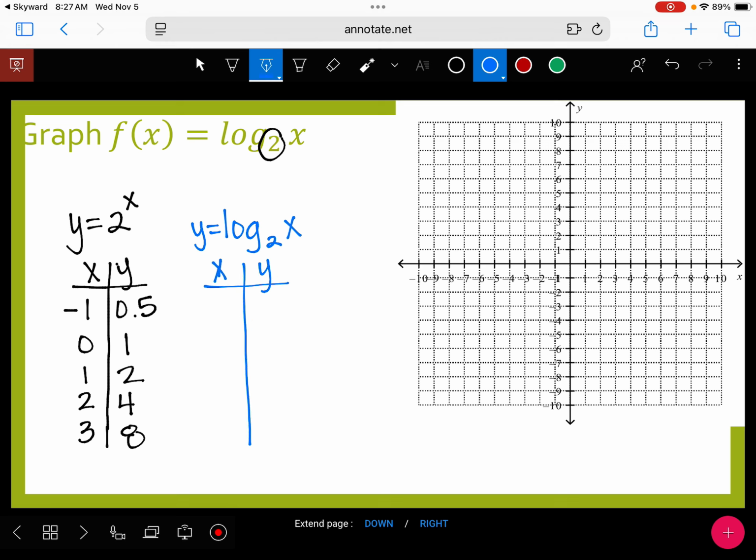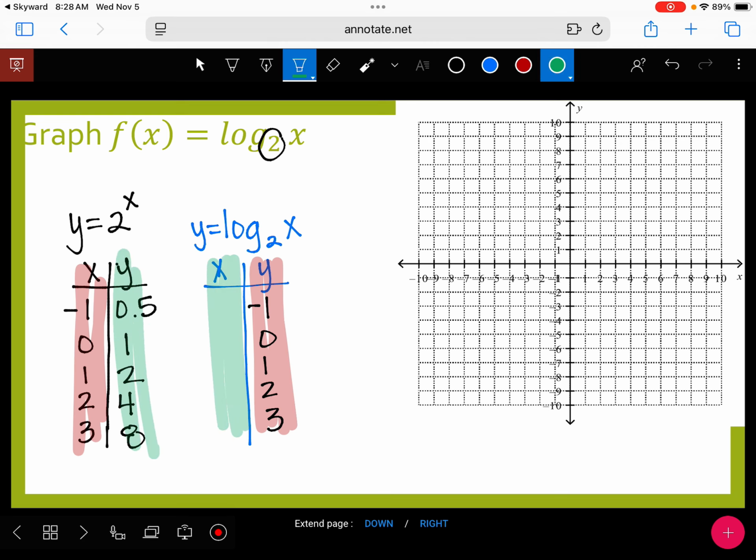So what I'm going to do is I'm going to take all of my x values and put them here for y. So I'm going to write my -1, my 0, my 1, my 2, and my 3. That's now my y values. And then I'm going to take my y values for my exponential function and list them under x. Now this is your parent log table for a log base 2.